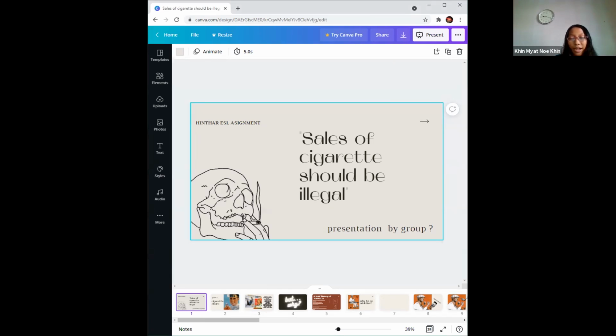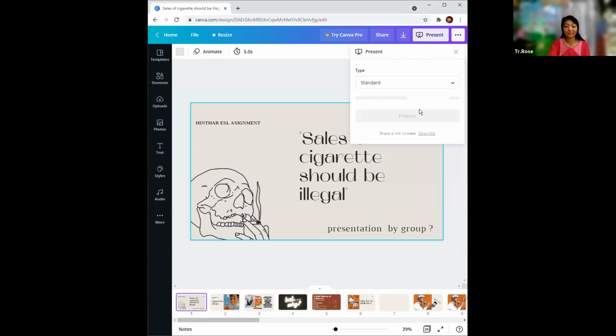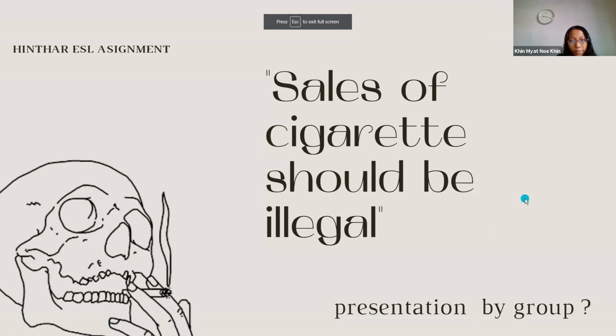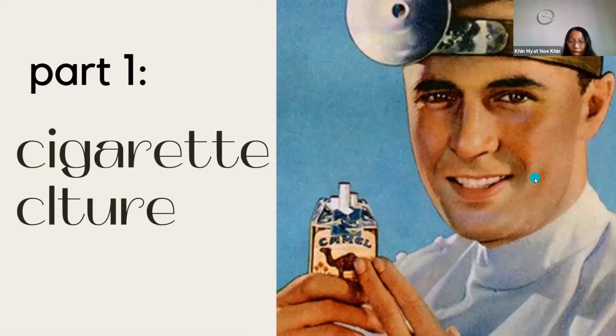Hello, good morning, everyone. I'm Tinyano Kim from Group 3, and today our group is going to present about our topic, the sales of cigarettes should be made illegal. We've divided our presentation into five main parts. First, we will be looking at how cigarettes become a habit for most people. Second, why cigarettes are so addictive. Third, how cigarettes can kill us. Fourth, why cigarettes aren't banned yet. And fifth, how cigarettes can be taken down.